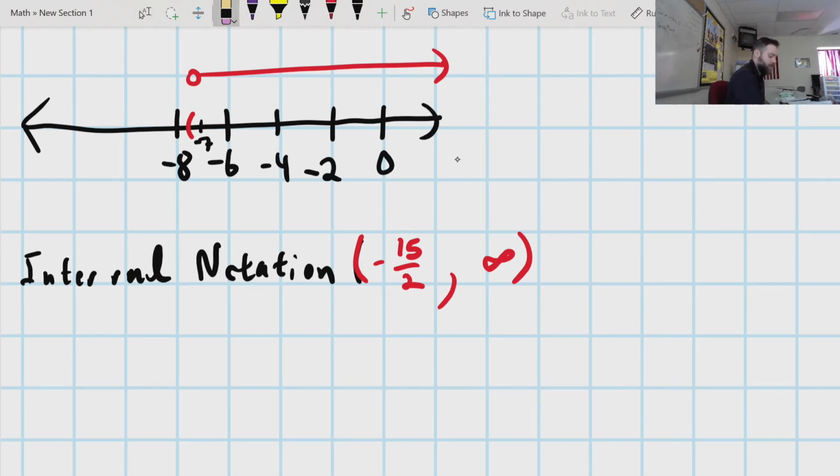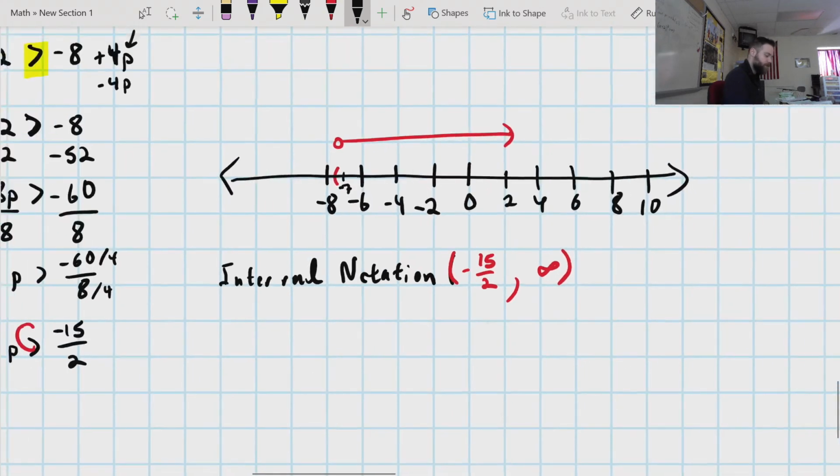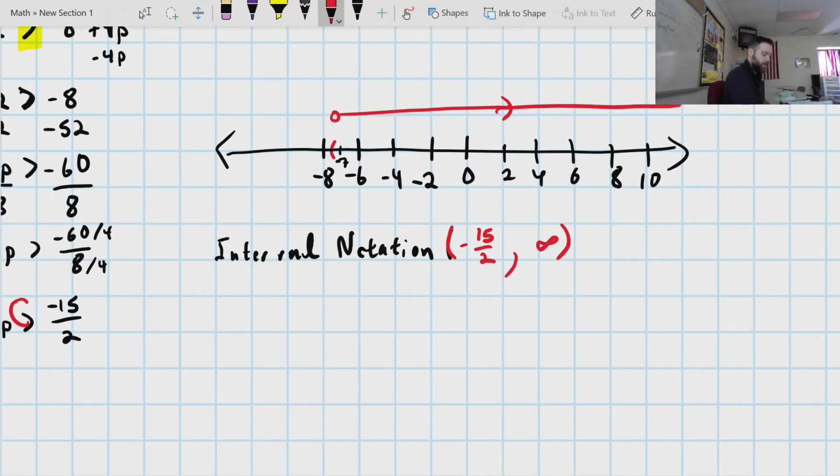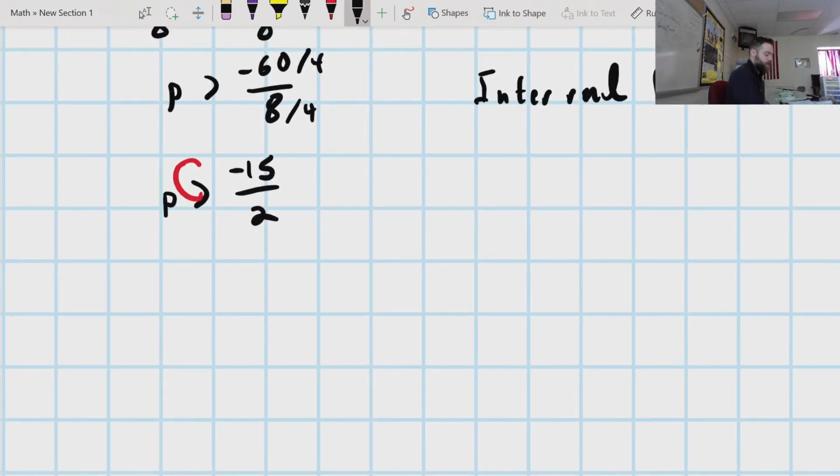So I'm going to extend this graph out. Just continue to count by 2's. So 2, 4, 6, 8, 10. So if I continue this out, 10 is in the list. So if I substitute it in for p down here, I should get a true statement. So if I plug in 10, I get 10 is greater than negative 15 over 2.